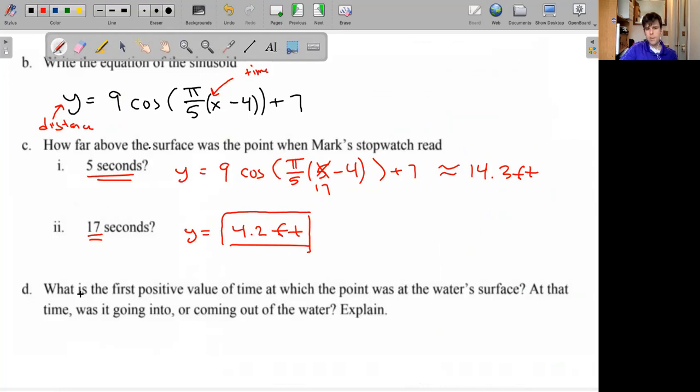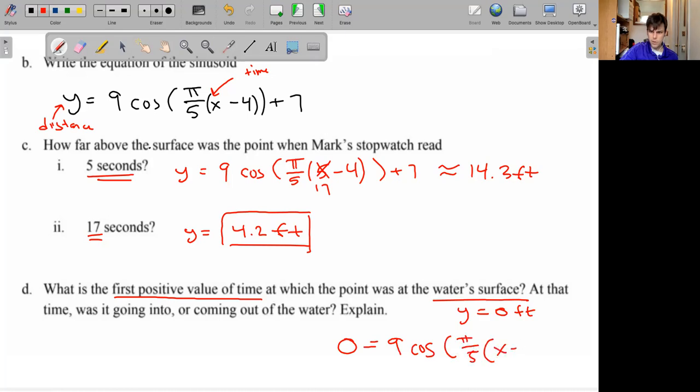All right, what is the first positive value of time at which the point was at the water surface? At the water surface would mean that our height above the surface is 0 feet. So we could write an equation where we do 0 equals 9 cosine pi over 5 x minus 4 plus 7. This is definitely an equation we can solve.